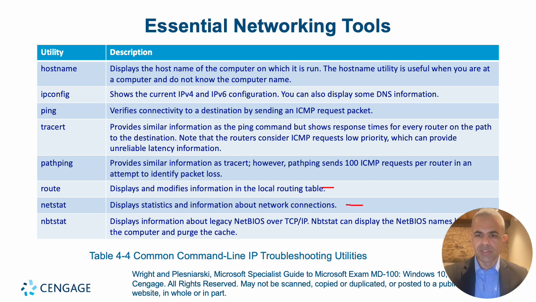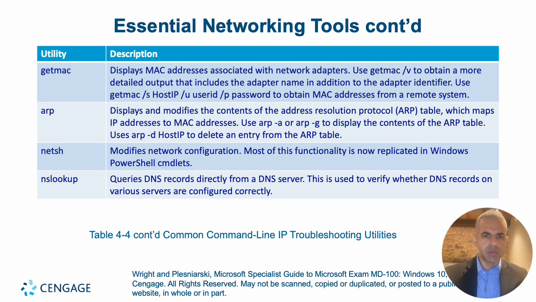Netstat will give you specific statistics about the network connections. So what's happening in the network, how many packets are communicating, who you are communicating with, and also the frequency of connections, and what ports and protocols. And nbtstat, it's something that we used to use with the legacy system NetBIOS. Okay. There are some additional tools like getmac.